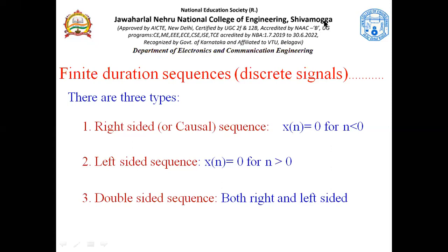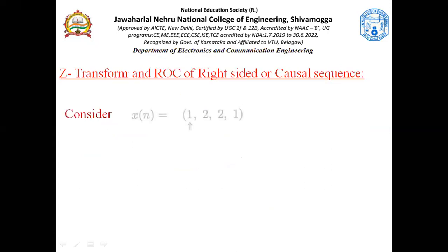Since we are considering the finite durations, we'll be considering this. We also saw this yesterday. Why is this called a right-sided sequence? See, it is starting at zero, and it is going on to the right-hand side, and it is finite. It has just four samples. It is starting at zero and going till three.